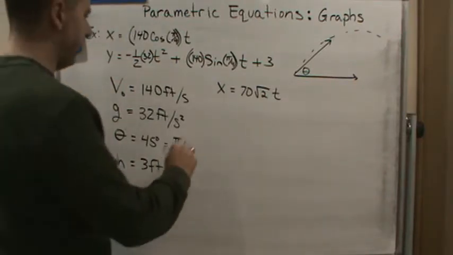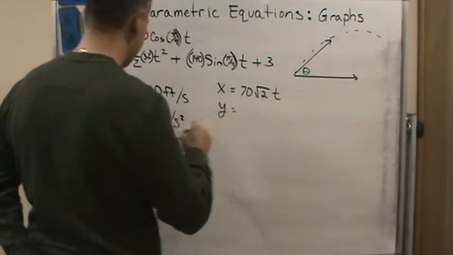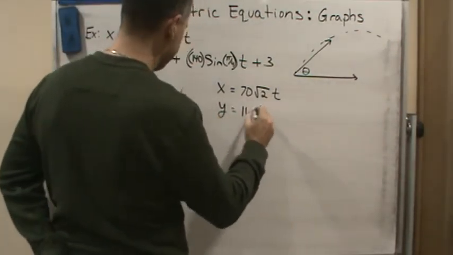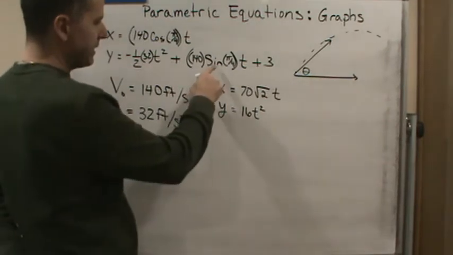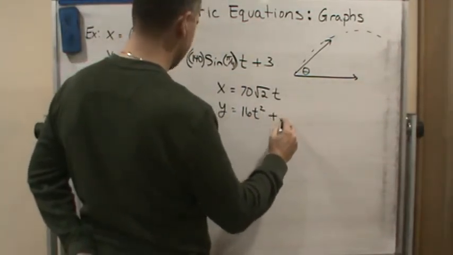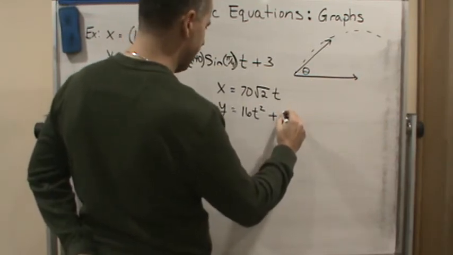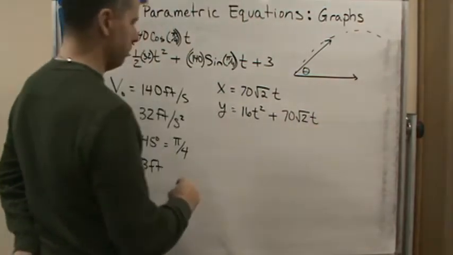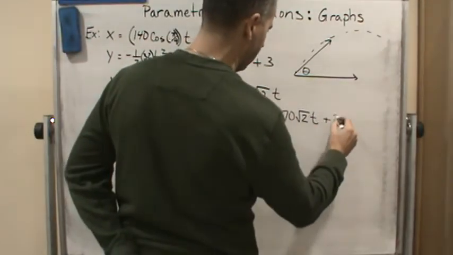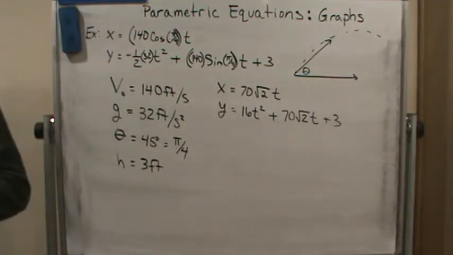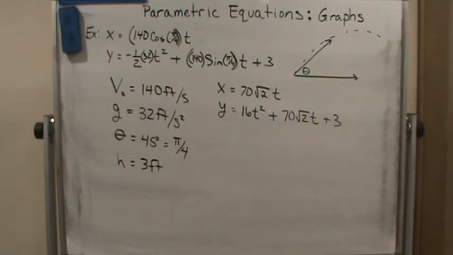Okay, and then y is going to simplify, this is going to be negative 16 t squared, and then sine of pi over 4, that's going to be the same, so this is going to be plus, this one's going to be again 70 times the square root of 2 t plus 3. So those are going to be the two parametric equations that's going to model this situation.